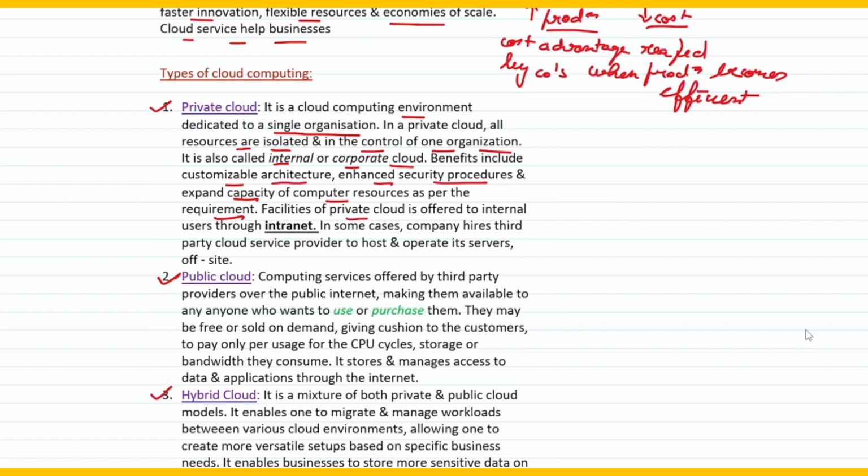Facilities of private cloud are offered to internal users through intranet. We all have heard about internet. What do you mean by intranet? If someone is a working professional, they would know. Still, as a student, intranet is something wherein the sharing of data is done within the organization, right? It is not meant for the external people or the outside people. For example, if you want to check your salary slips or your leave account, this cannot be put on the internet. Everyone can't have access to it.